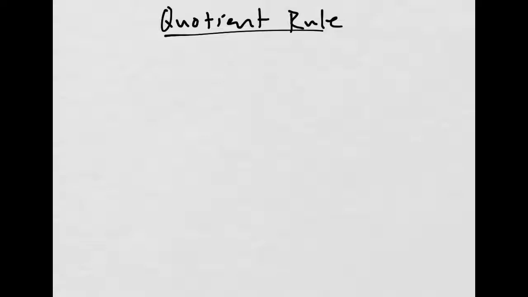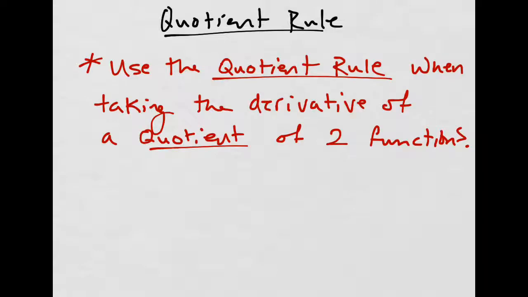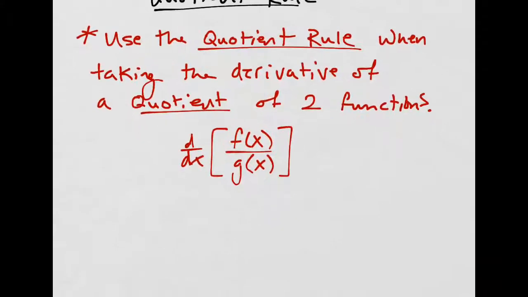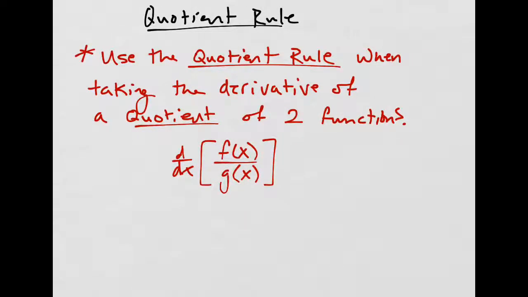So the quotient rule is you use it when you're dividing two functions. So, there you go. Use the quotient rule when taking the derivative of a quotient of two functions. That means if I want to find d/dx of f of x divided by g of x, if I have a quotient, if I'm dividing, if I have a fraction. That's what it means. Quotient means divide. Okay, so here we go.